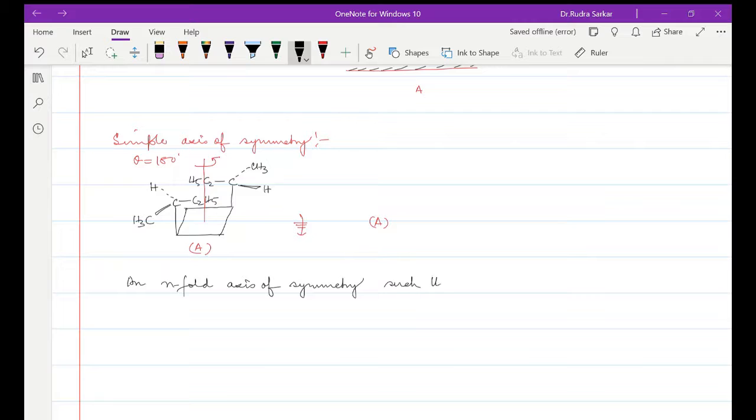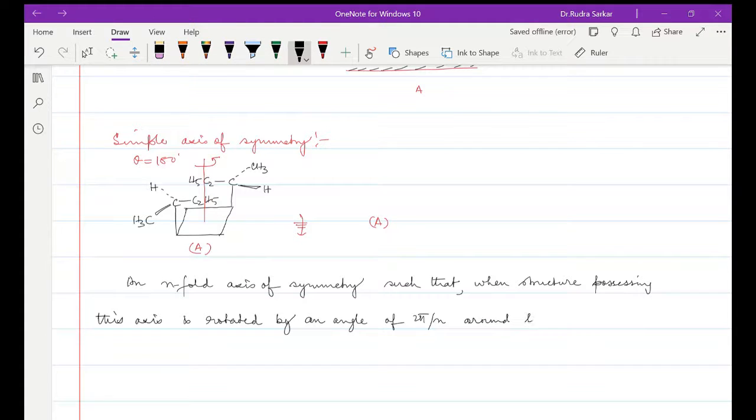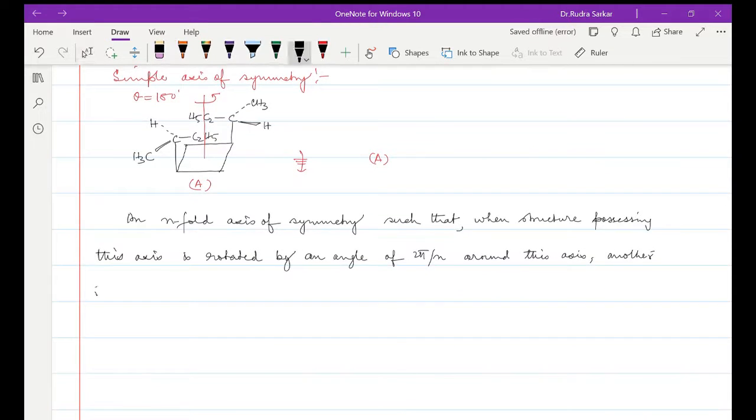such that when a structure possessing this axis is rotated by an angle of 2 pi by n around this axis, another identical structure is produced.